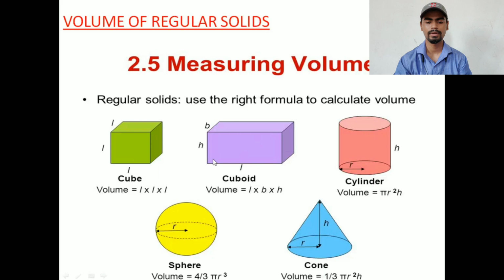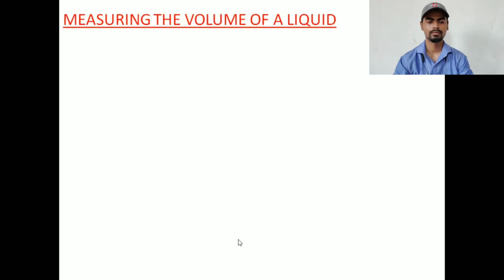While for a cuboid we have length, breadth and height. So what will be the volume? That is L into B into H. Similarly you have studied for the sphere, cone and cylinder as well. So we are not discussing that in much detail, because you already know these formulas from mathematics, right? So let us quickly move to the next one.